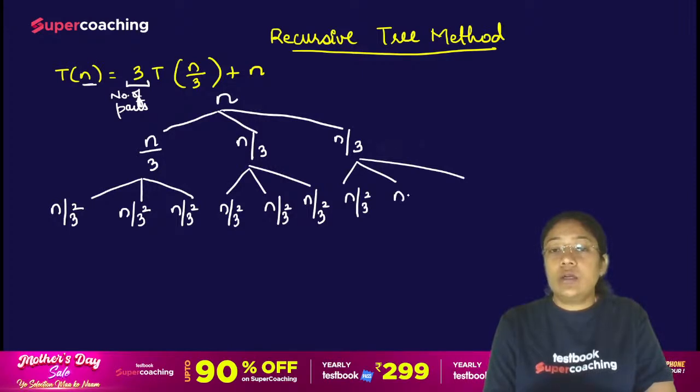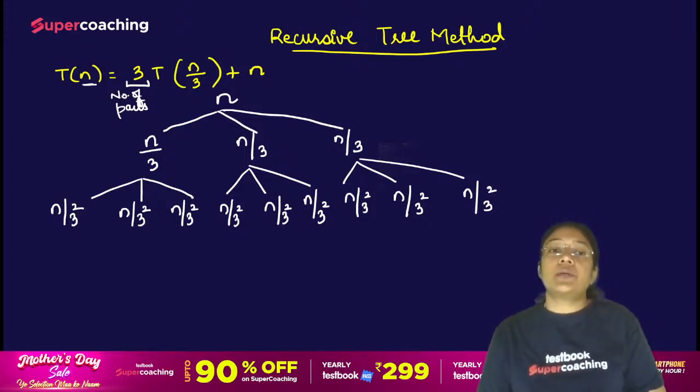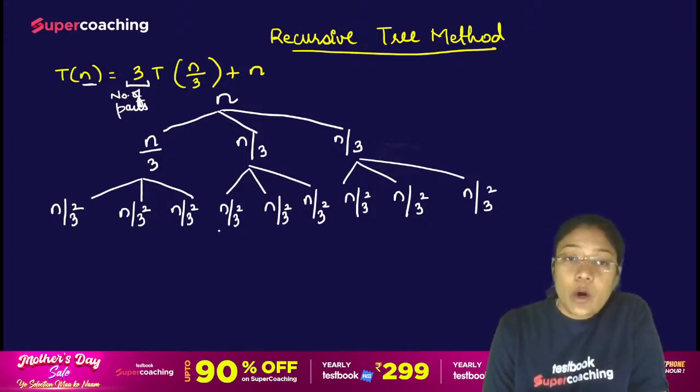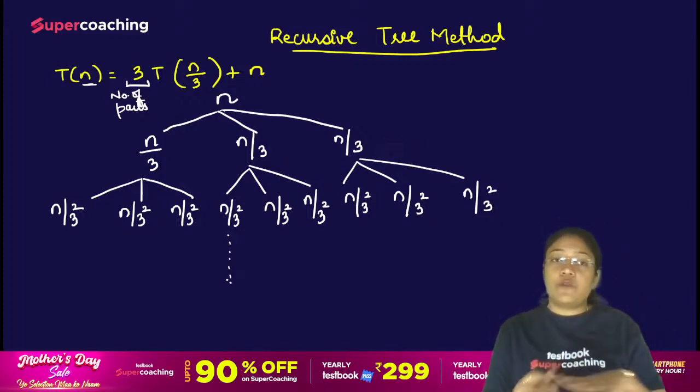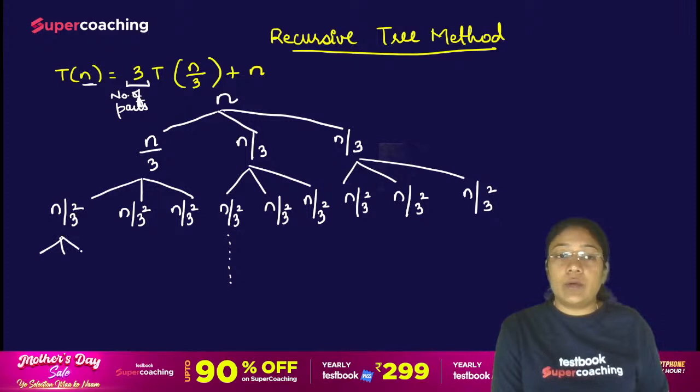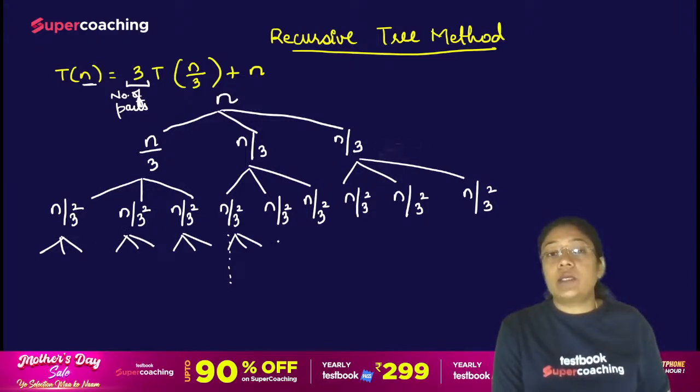So in total 9 parts are there at this level. In each part there are n by 3 square elements. So we'll keep on dividing this into 3 parts. Next step पे जाके फिर 3 parts आ जाएंगे. Here we'll be having 3 parts again, 3 parts again, like this. कब तक divide करेंगे? Until the problem reaches the leaf level.